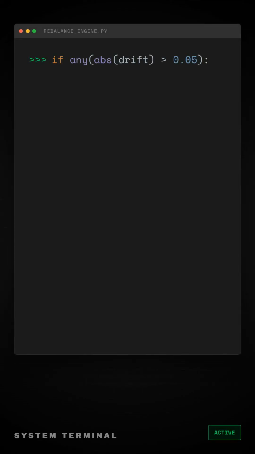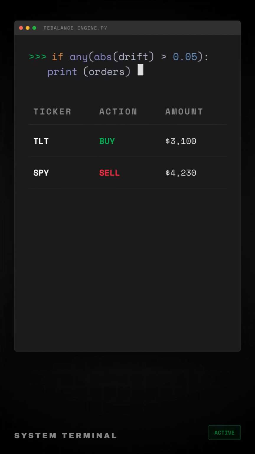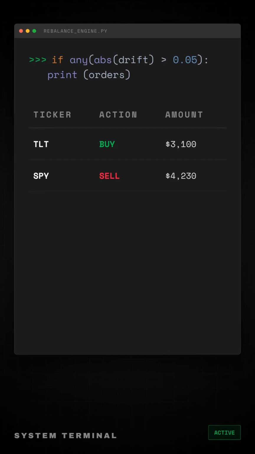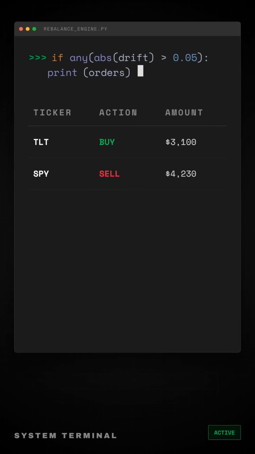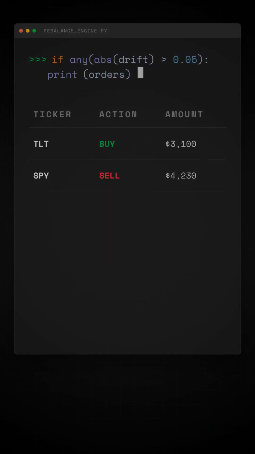Finally, we apply our 5% threshold. The script checks the drift. If the math doesn't mandate a change, the script terminates. If a threshold is breached, it prints our exact execution orders, exactly what to buy and what to sell.